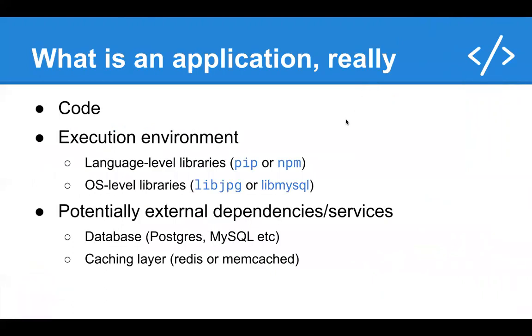So really, to talk about containers, we need to actually look at what an application is. An application has code. And that code needs a place to execute with all of its dependencies. If we're using Python, you're probably dealing with dependencies using pip. Pip libraries might need an OS level library installed like libjpg or libmysql. And an application may or may not have potentially external dependencies or services like a backing data store or even a caching layer or file systems.